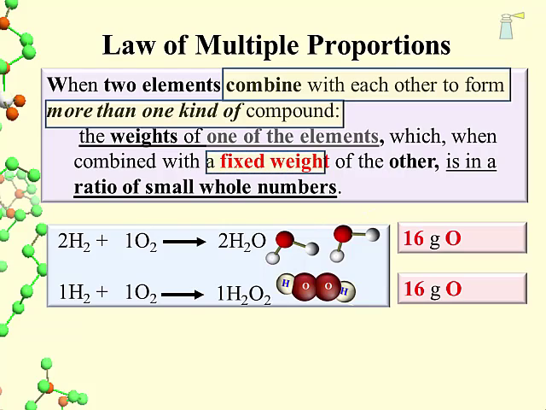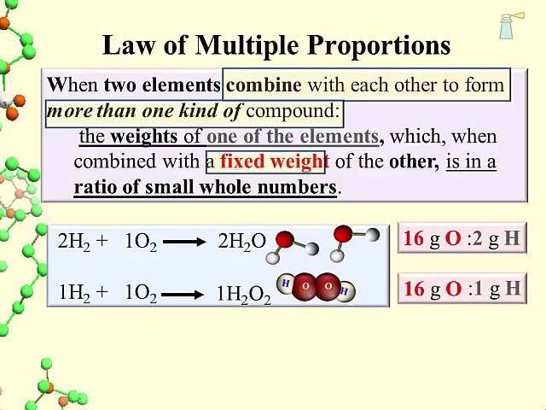Now to the first element, hydrogen. In the first reaction, we need 2 grams of hydrogen to go with that 16 grams of oxygen. Why this is so is a subject covered later in the course. Just accept it for now. For the second reaction, we will only need half as much hydrogen, 1 gram.